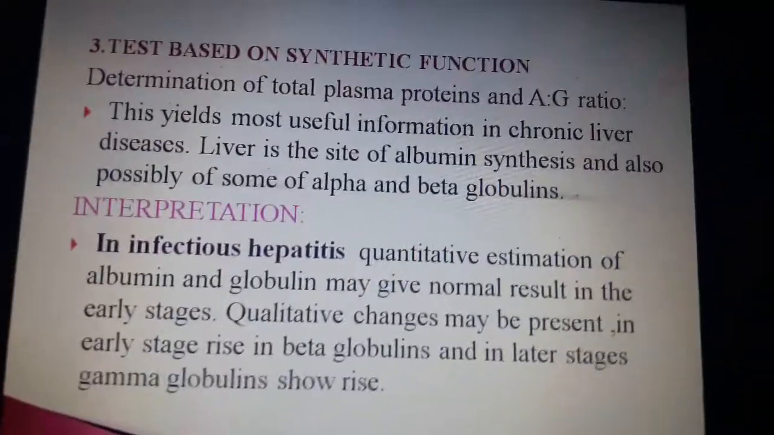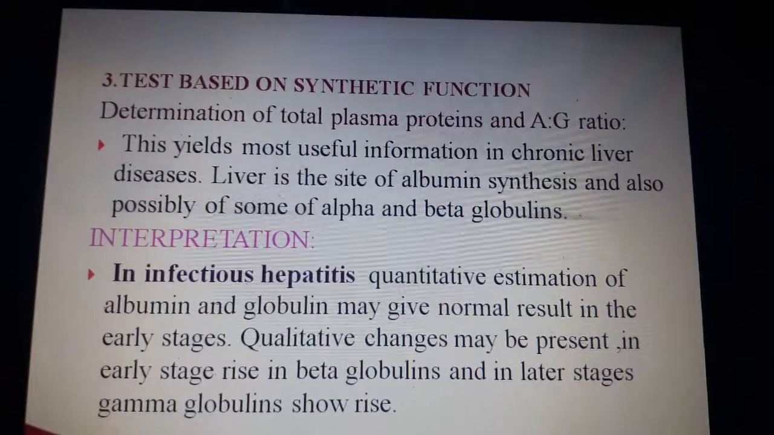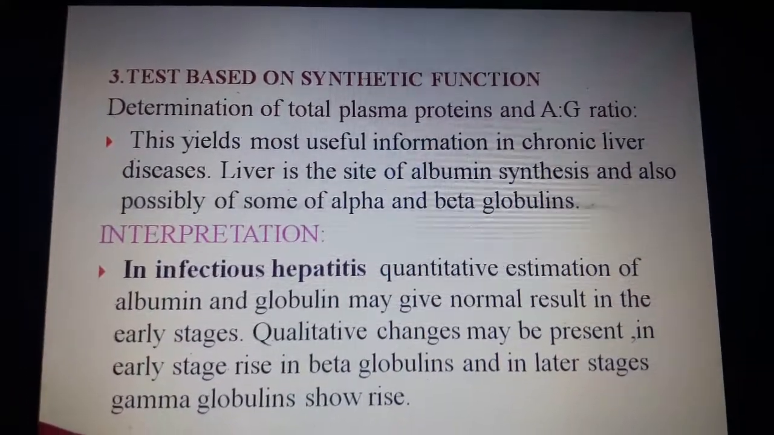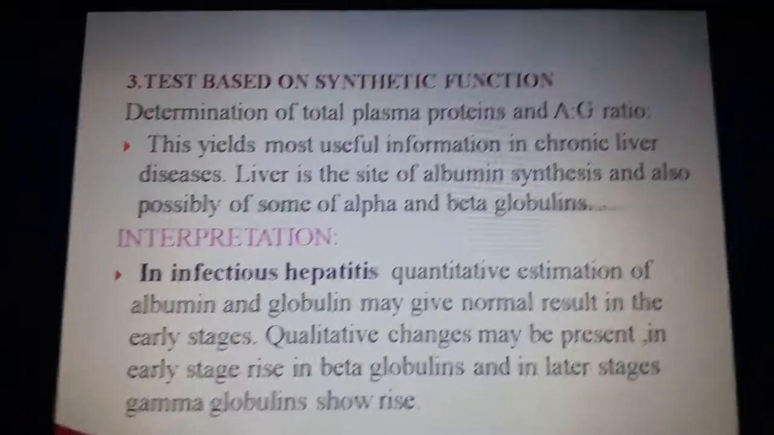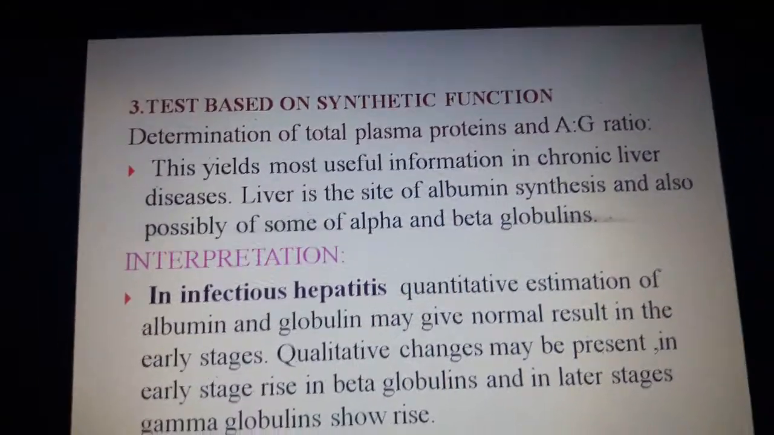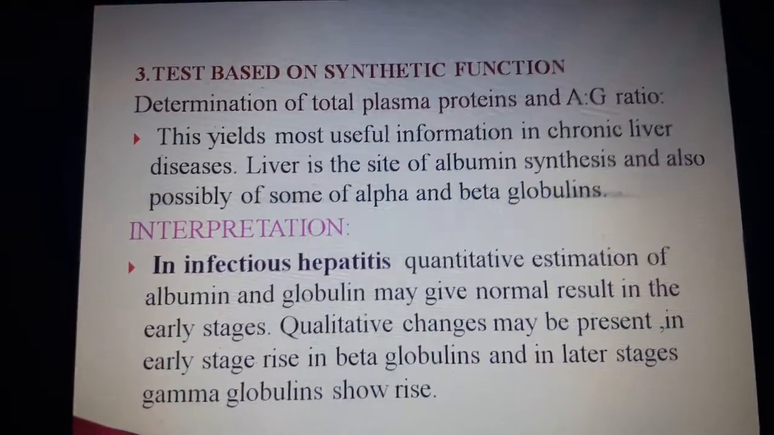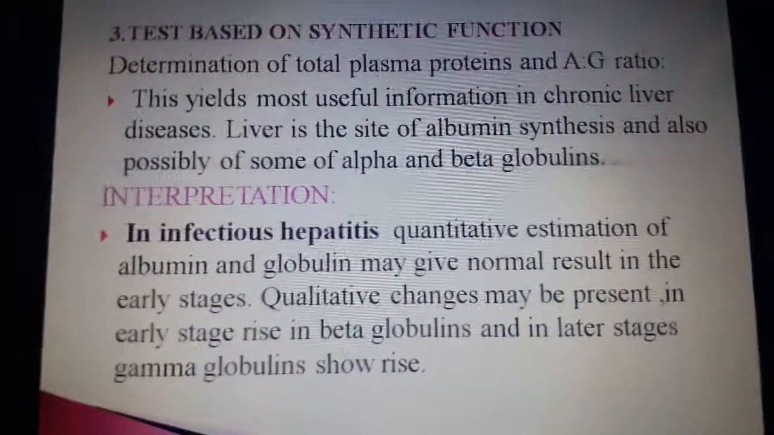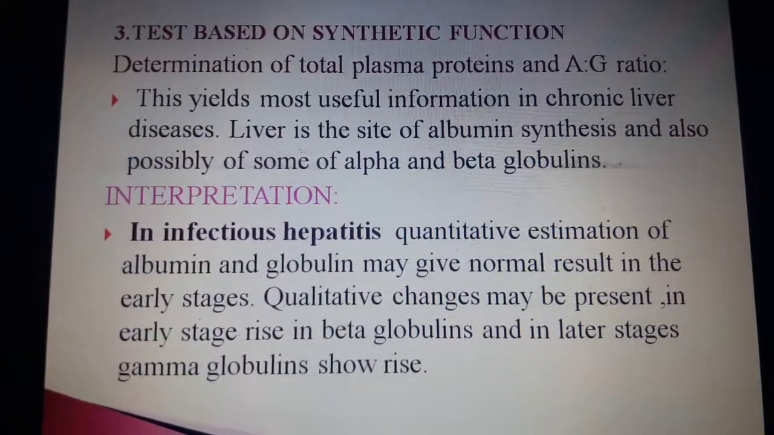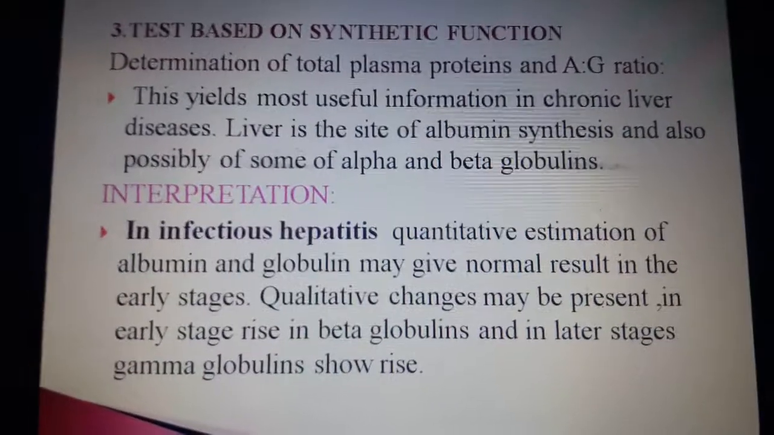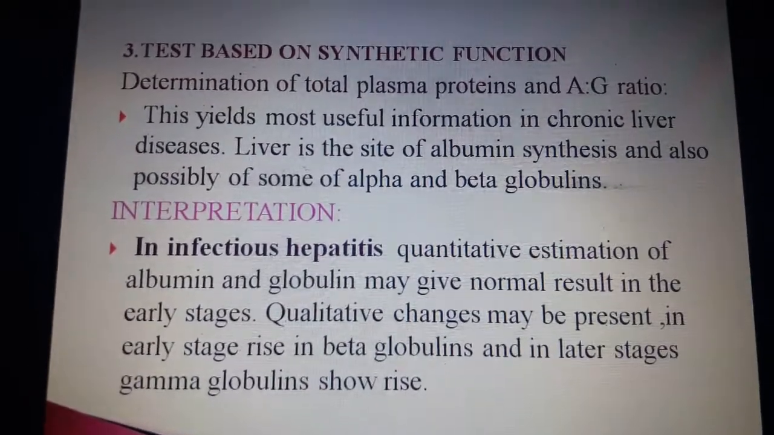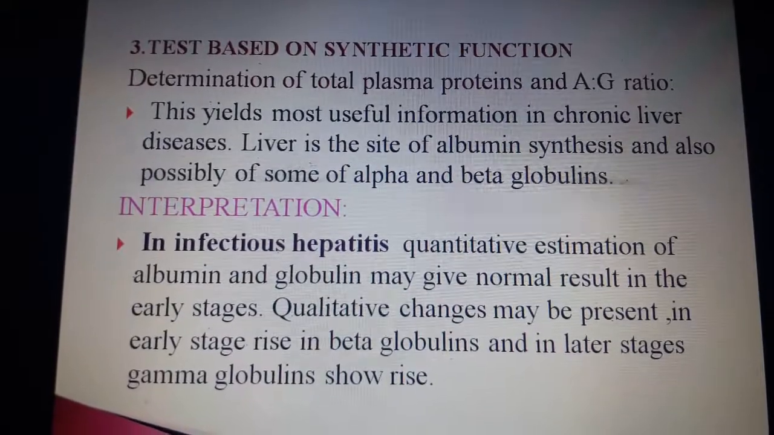Test based on synthetic functions. Liver synthesizes plasma proteins, albumin, globulin, etc. The determination of total plasma protein and AG ratio yields most useful information in chronic liver diseases. Liver is the site of albumin synthesis and also possibly of some of the alpha and beta globulins.